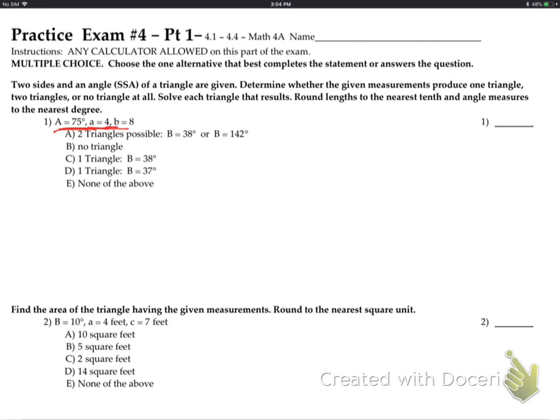They're giving me capital A is 75 degrees. Little a is 4 and B is 8. And they want me to find if there's 2 triangles or 1 triangle or no triangle and what angle B is.